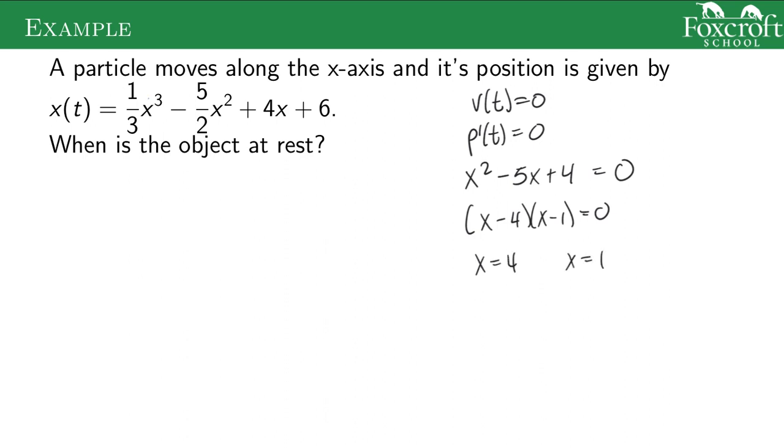These should have all been t's the whole time. I don't know why I switched to x's. But I'm at rest at time equals 1 and 4. So if this was a car, at 1 hour and 4 hours my car is at rest. In particle questions it's normally seconds, so after 1 second and 4 seconds, or whatever the units are, that's when my particle is at rest because my velocity is 0.